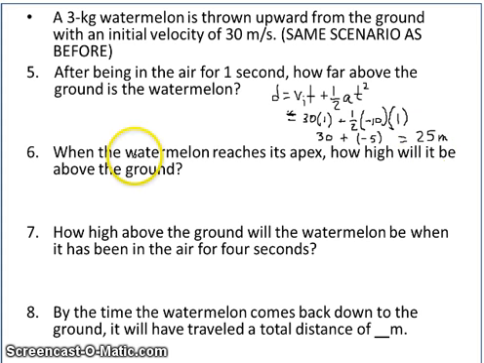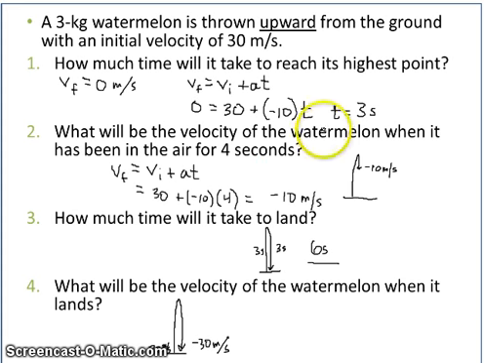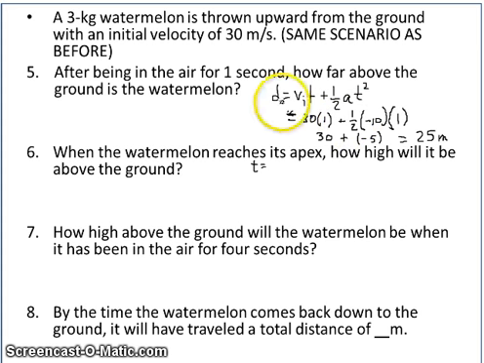And when it reaches the apex, how high will it be above the ground? We'll still use the same equation, but we already know from the last slide that when it reaches its highest point, the time is 3 seconds. So we can go ahead and put that in here too. T is 3 seconds. Still doing that same equation. Distance equals VI times T plus 1/2 AT squared.